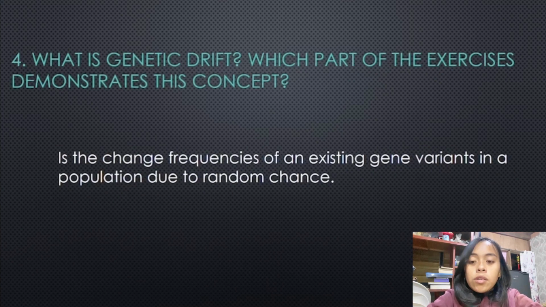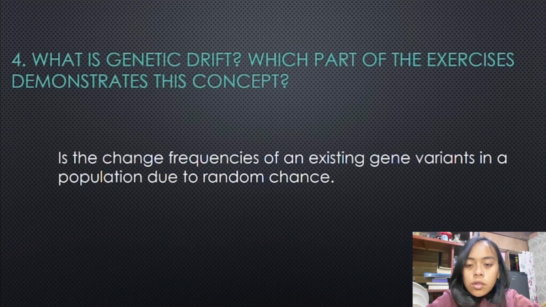Number 4, what is genetic drift? Which part of the exercises demonstrated this concept? It is the change in frequencies of an existing gene variant in a population due to random chance. So this is exercise number 11.